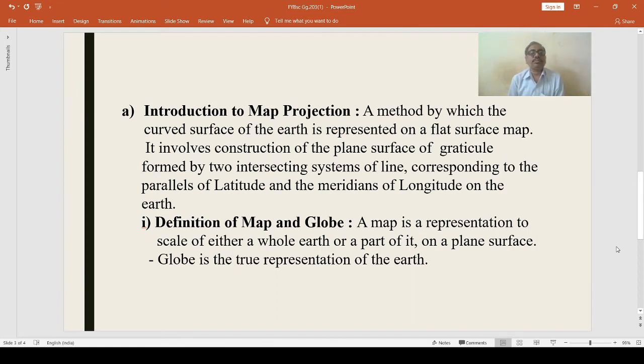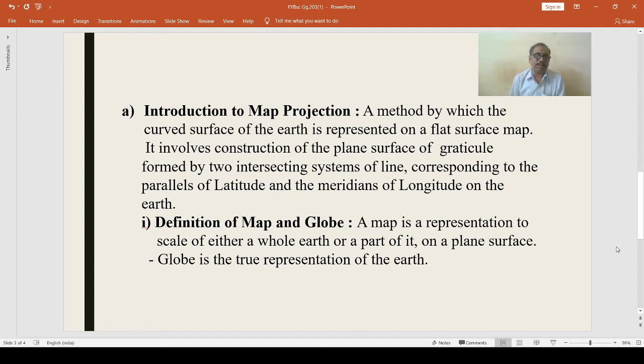Then map is one of the most important tools of geography. It represents complexity of geographical phenomena in a better way. Maps are the great sources of information. A map can be defined as a conventional representation to scale of the whole earth or part of it on a flat surface.